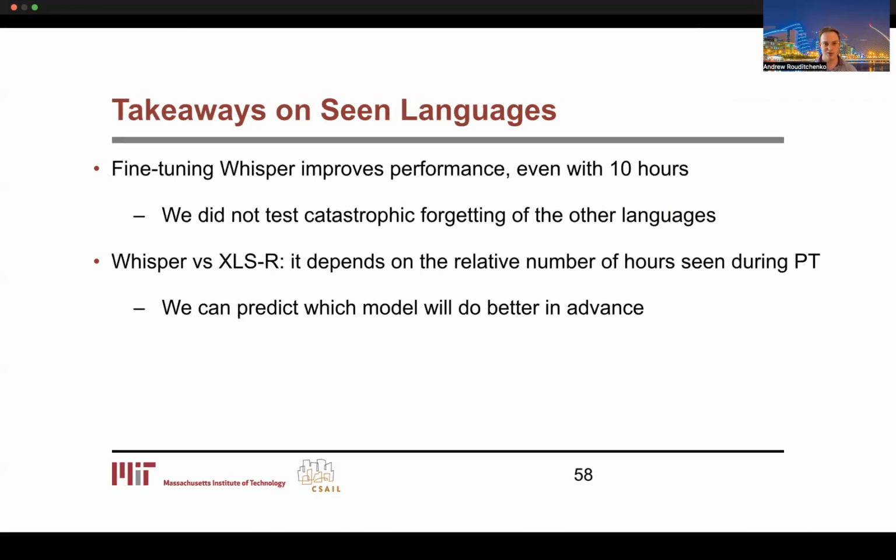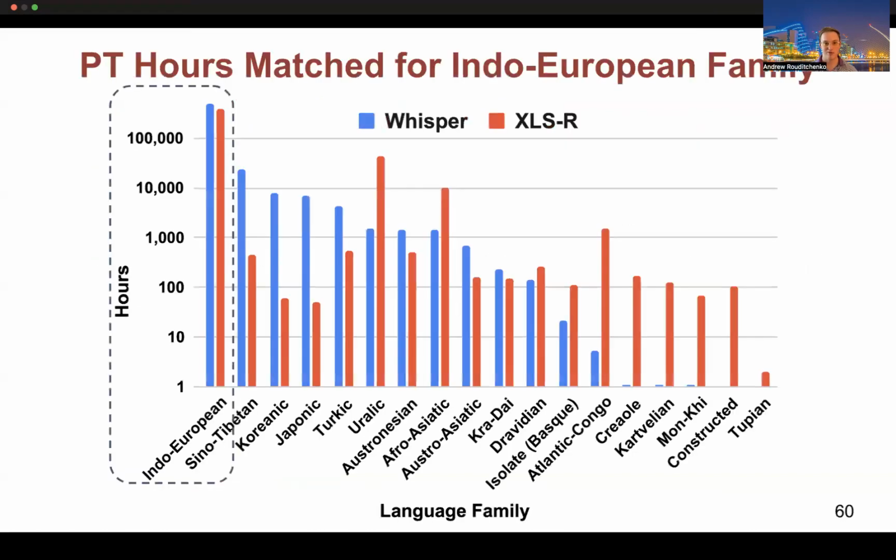Okay, so we're going to show the results on unseen languages now. So we're first going to compare XLSR and Whisper on unseen languages in different language families. We're going to show Indo-European languages first, where XLSR and Whisper have been pre-trained on a similar number of hours. Then we're going to show other language families where XLSR has been pre-trained on more hours. For the data sets, we'll start with FLEURS and then go to Common Voice.